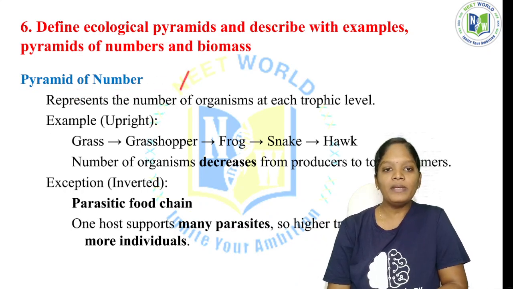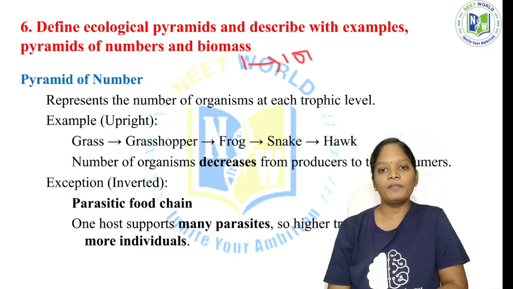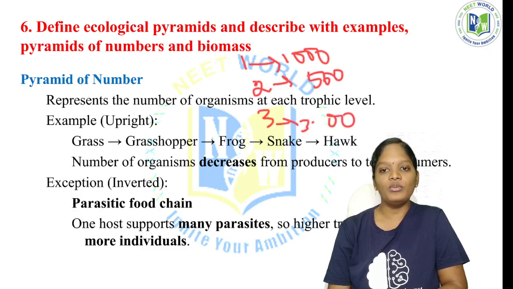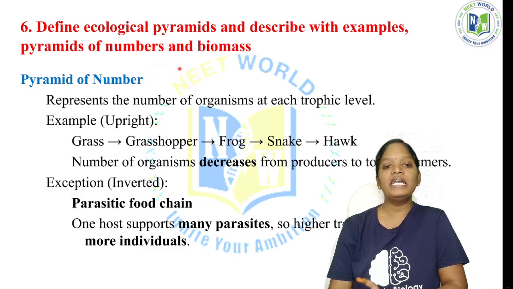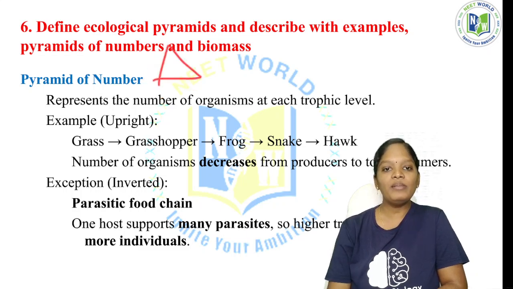So, pyramid of numbers. See, the producers are having 1000. The primary consumer, the second trophic level, will be 500 and the third will be 300. So this is the count. As this is the count, the pyramid will be: the first will be 1000, second will be 500 and the third will be 300. So the pyramid will be upright.